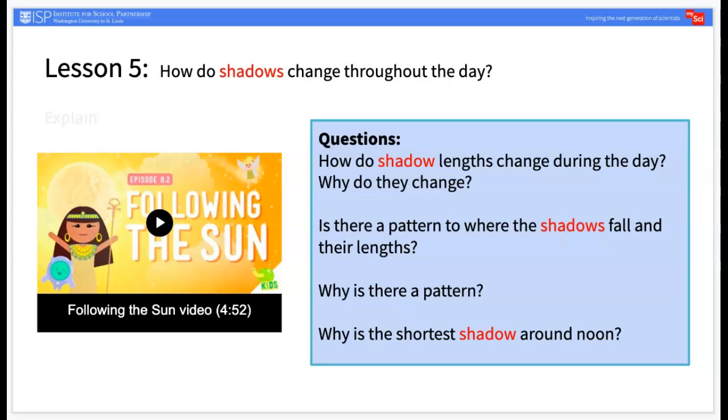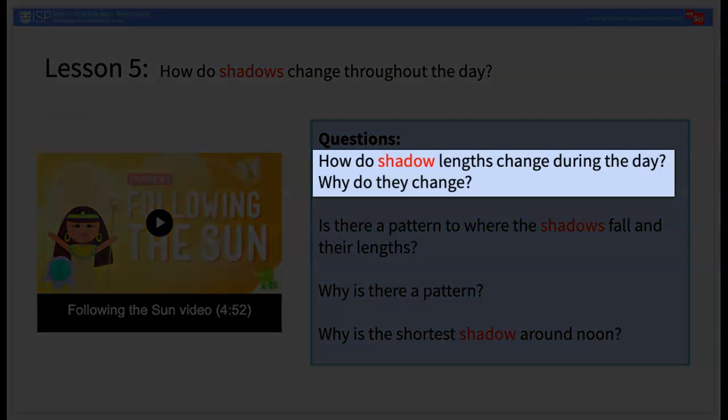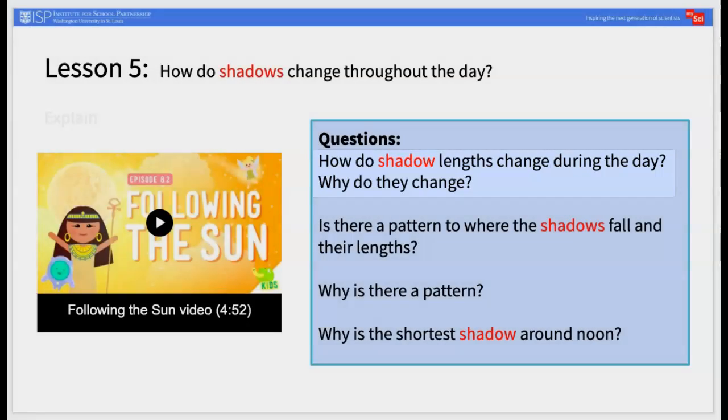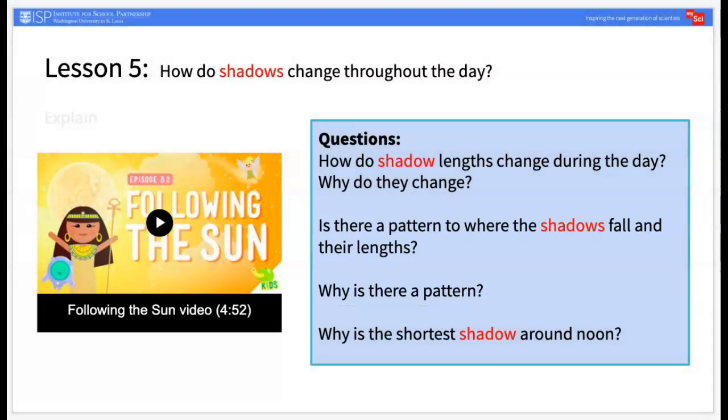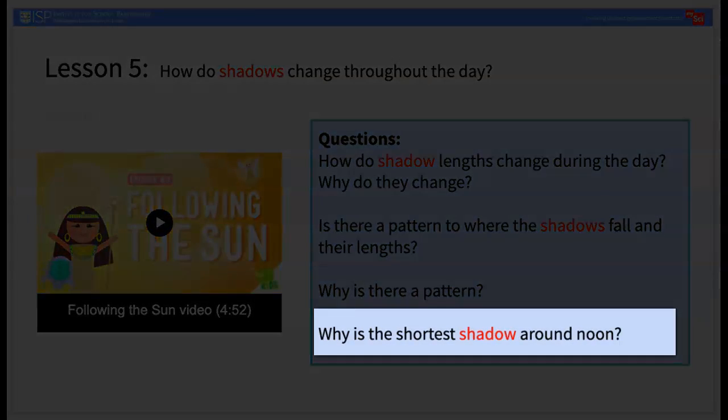In the Explain portion of this lesson, students will discuss the observations from their sundial. Additionally, they will obtain information from a video about the apparent motion of the sun to explain the patterns they observed. Students will use this information to construct explanations to the questions: How do shadow lengths change during the day? Why do they change? Is there a pattern to where the shadows fall and their lengths? Why is there a pattern? And why is the shortest shadow around noon?